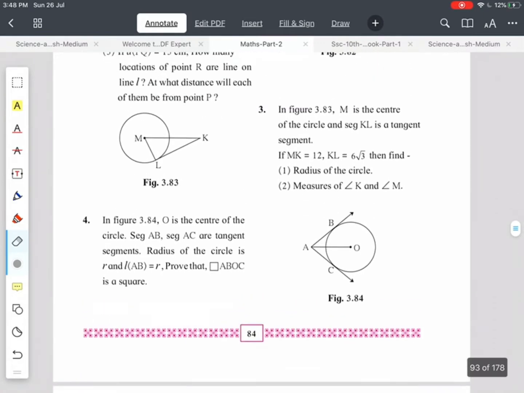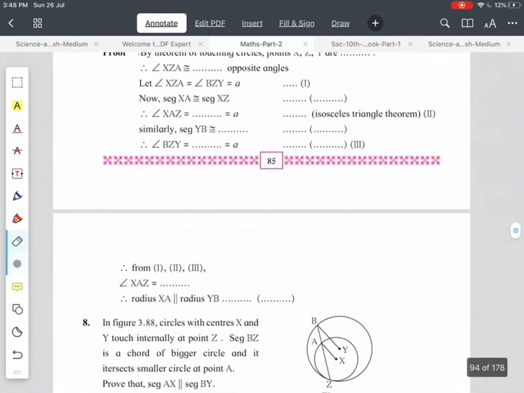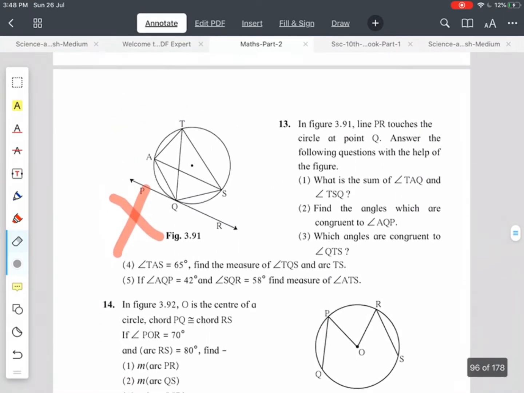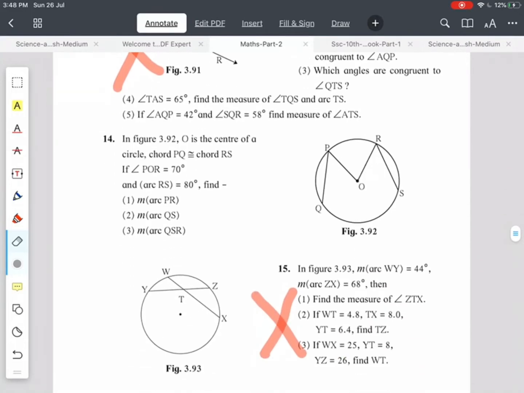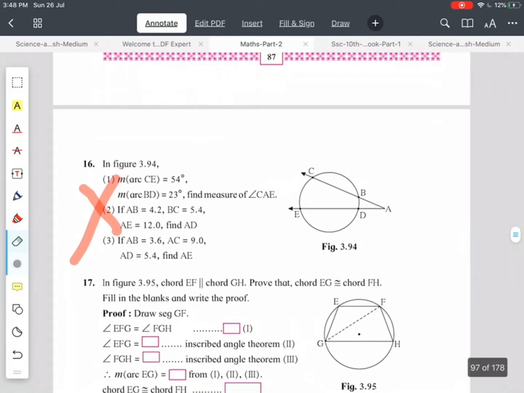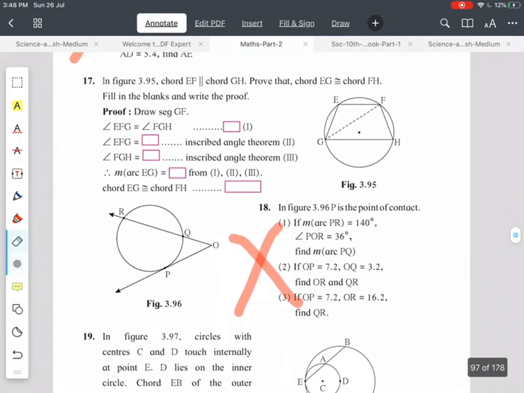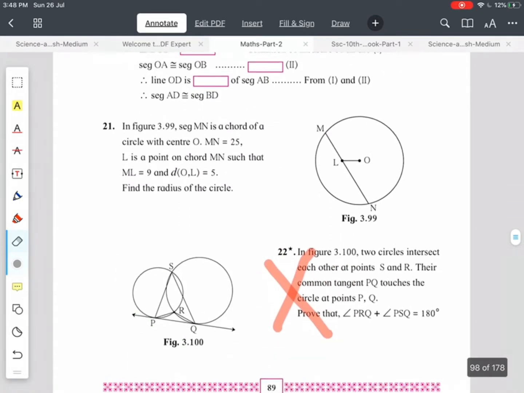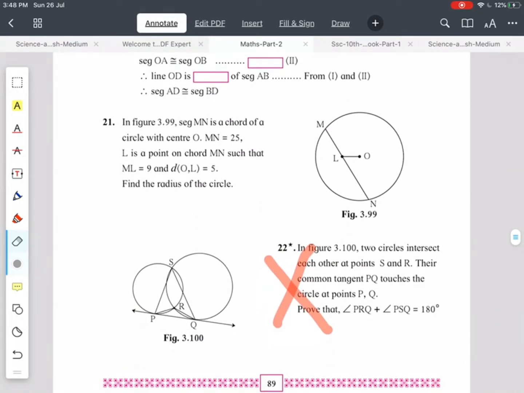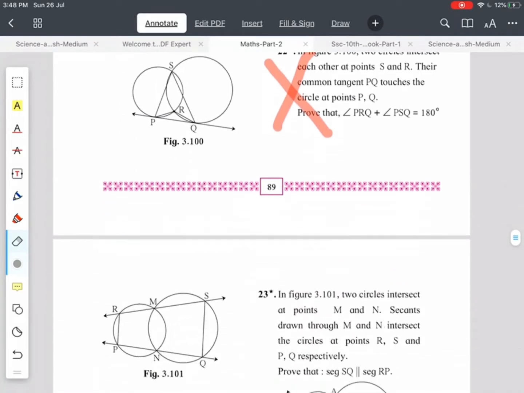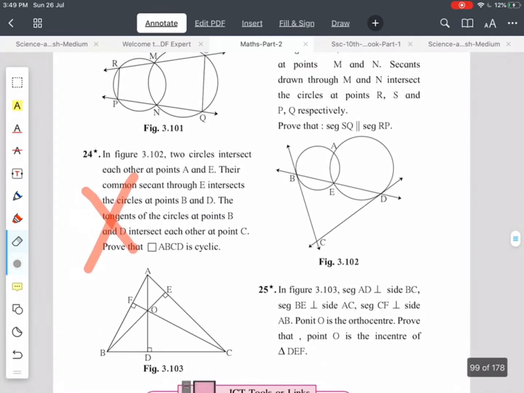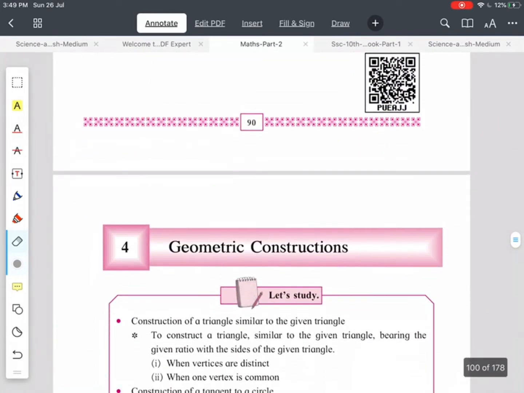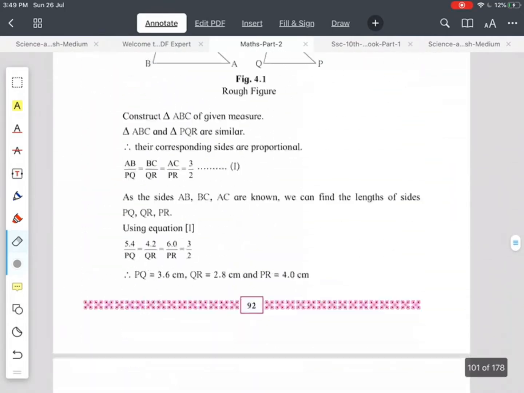Page number 84 no change, 85 no change, 86 no change. Next page 87, example number 13 is omitted, 15 is omitted. Page number 88, 16th and 18th omitted. Page number 89, question number 22 omitted. Page 90, the 24th example is omitted. In the chapter geometric construction you will not find any change.